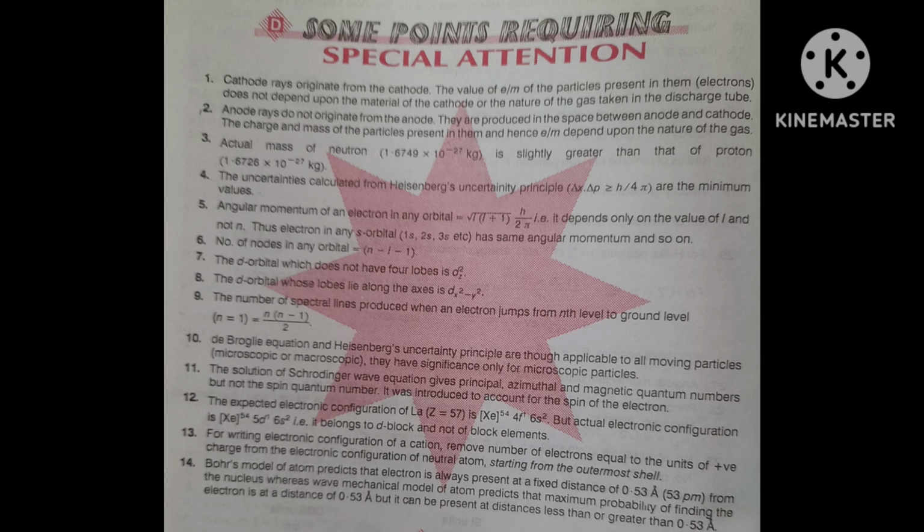1.6749 is for neutron, and for proton 1.6726, the last two digits are 26, which is less. And 10^-27 is common. Then, actual mass of neutron, 1.6749 × 10^-27 kg, is slightly greater than that of the proton, 1.6726 × 10^-27 kg.